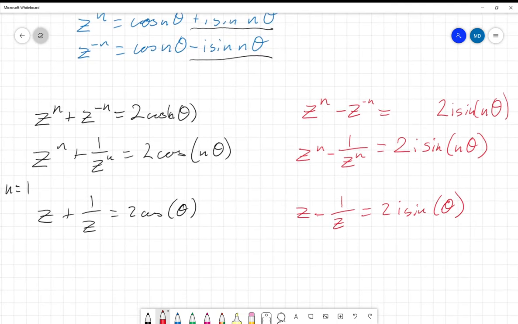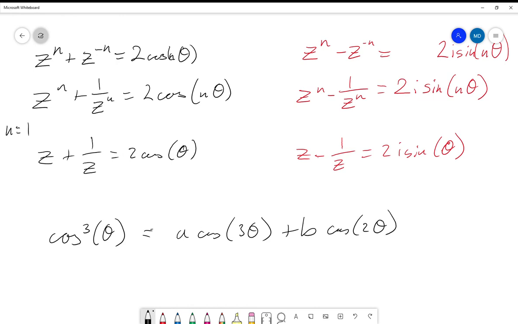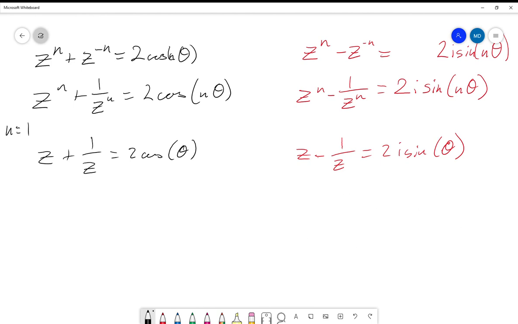So in this case, rather than before, where we were finding formulas for, say, cosine of 3 theta in terms of powers of cosine, we're going to do the other way around. I want to find a formula for cosine to the power of 3 theta in terms of a cosine 3 theta plus b cosine 2 theta, etc. Okay, now how are we going to do that? Well, we're going to use exactly this here.